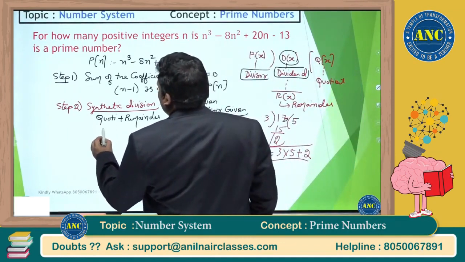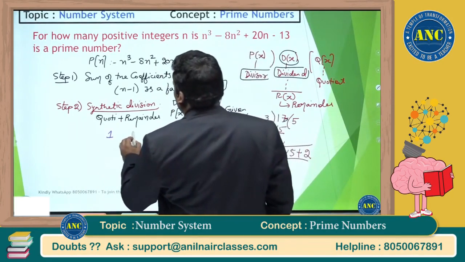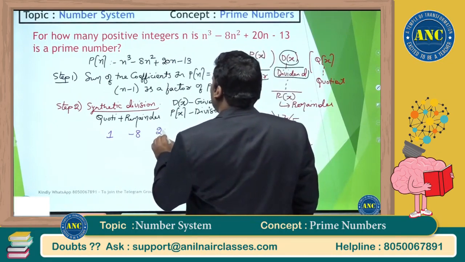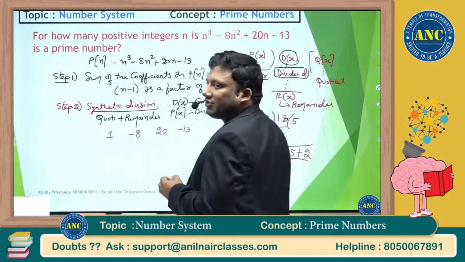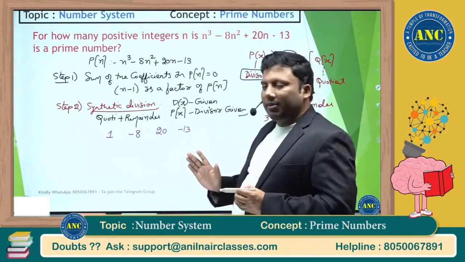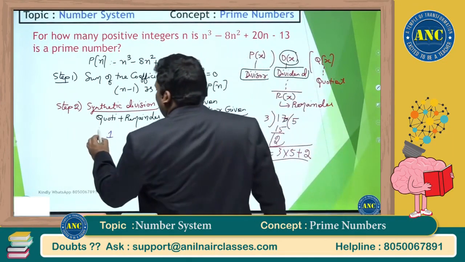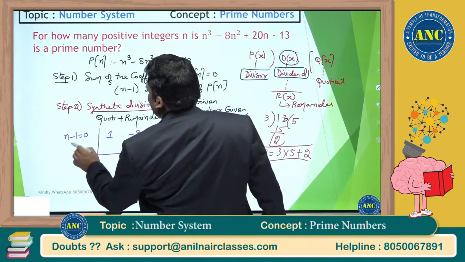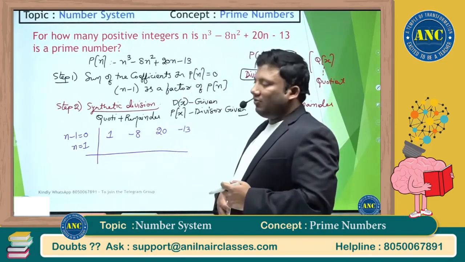Now, how to do it? Write down the coefficients in serial order. N cube coefficient is 1. N square coefficient is minus 8. N coefficient is 20. Constant is minus 13. If something is missing, for example if n is missing after n square, keep 0. Again I am telling, write the coefficients in serial order. N minus 1 is a factor, so n equivalent to 1. Equate n minus 1 with 0.